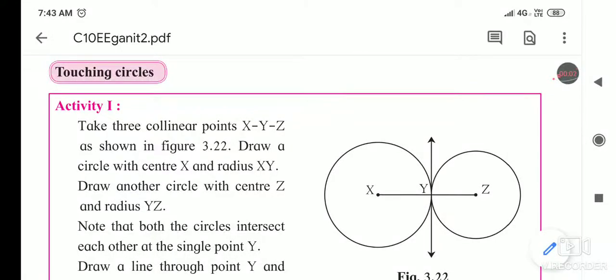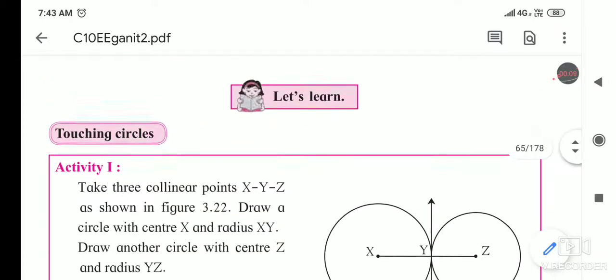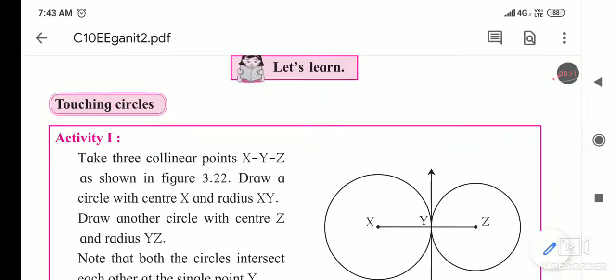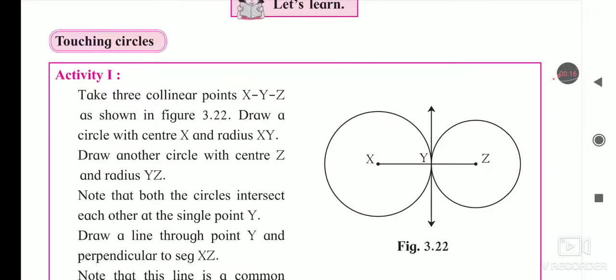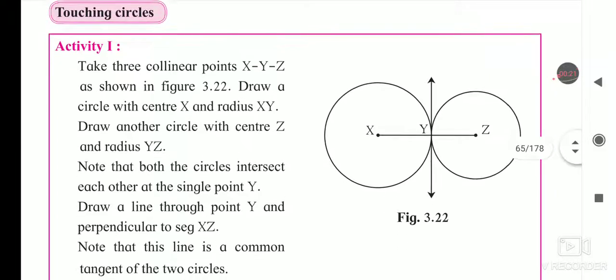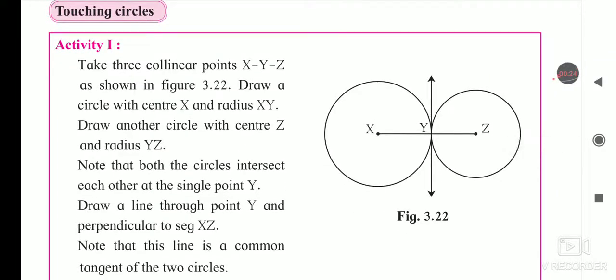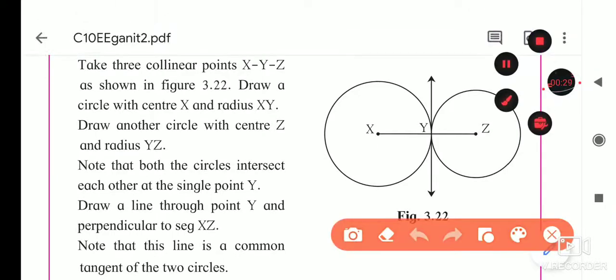Hello children. In continuation with the circle, this is our sixth lecture, and in this lecture we will learn the part regarding touching circles. To study this we have to use an activity. First of all, take three collinear points x, y, z as shown in the figure and draw a circle with center x and radius xy.